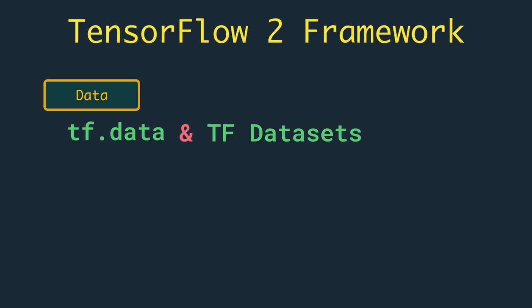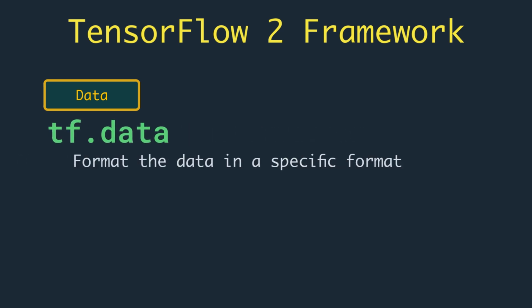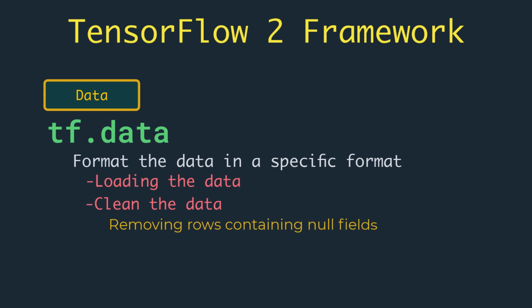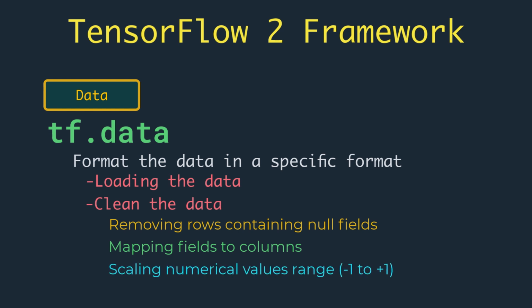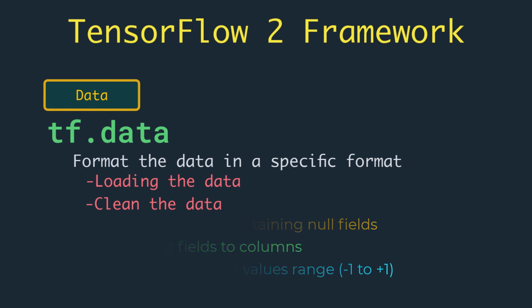For model training, we have to perform several steps in order. Firstly, we have to format the data in a specific format our model requires. It will require several steps further, like loading the data from external sources. Then we have to clean the data. For cleaning, we once again have to perform some steps, like removing rows containing null fields, mapping categorical fields to columns, and scaling numerical values generally to the range of -1 to +1.